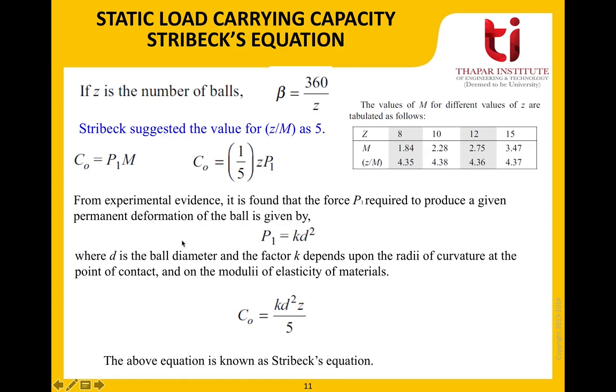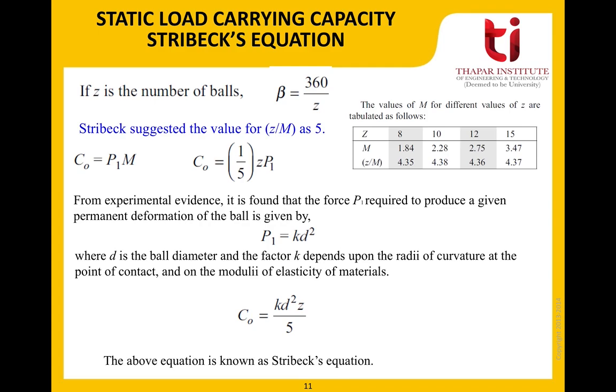Now from experimental evidence, it is found that the force P1 required to produce a given permanent deformation of the ball can be written as P1 equal to KD square, where D is the ball diameter and the factor K depends upon the radii of curvature at the point of contact and on the moduli of elasticity of materials. So C naught can be finally written as K into D square into Z divided by 5, and the above equation is known as Stribeck's equation.